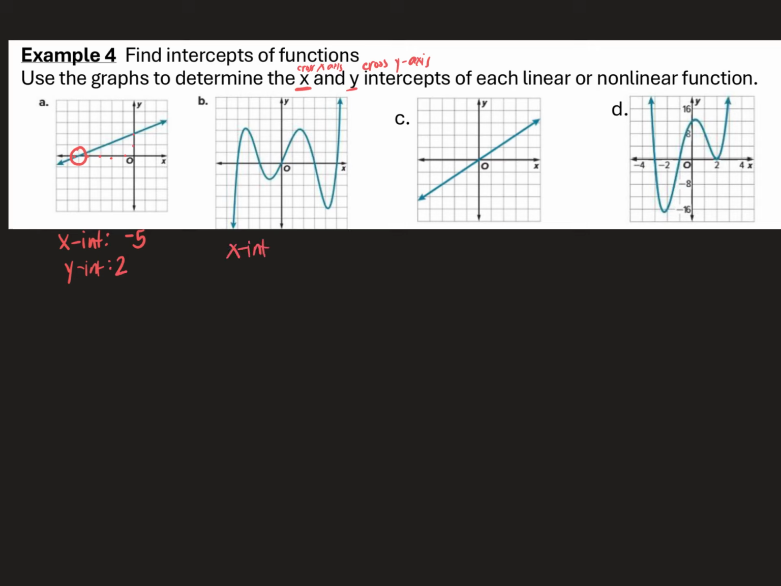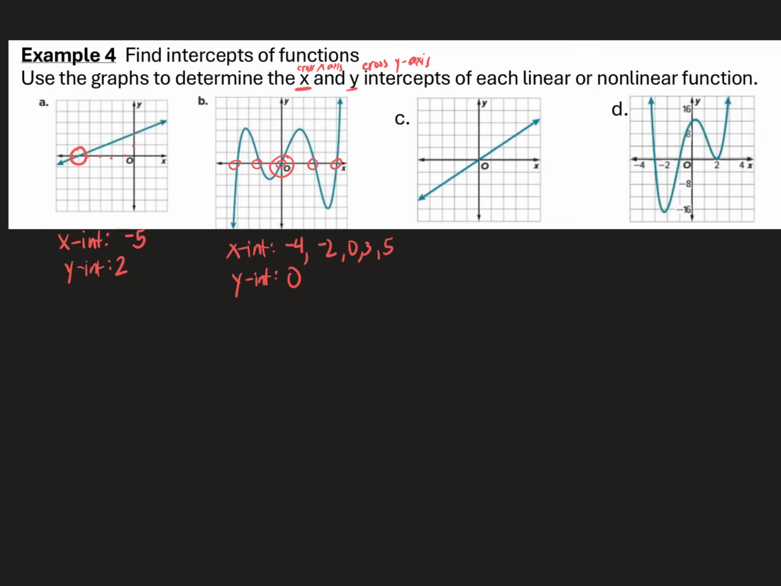For letter B, I believe I have multiple x-intercepts. I've got 1, 2, 3, 4, 5. What are they? I'll start from the left: -4, -2, 0, 2, and 5. My y-intercept is also 0.